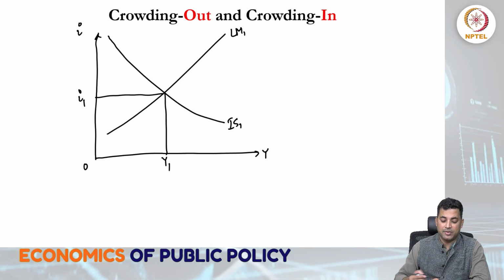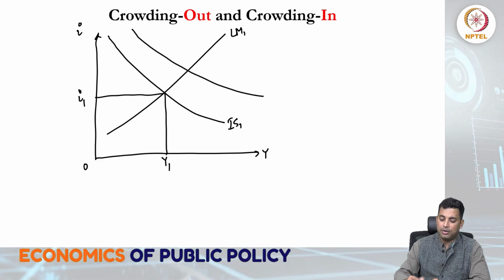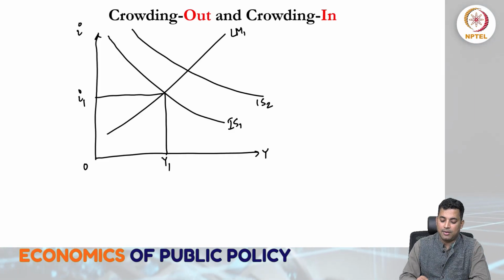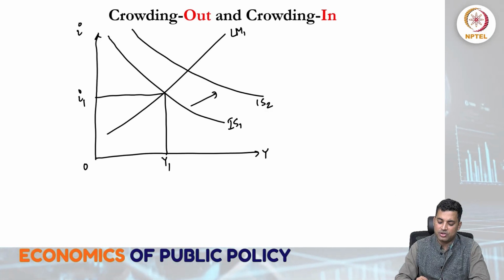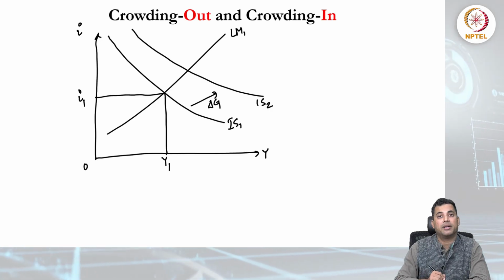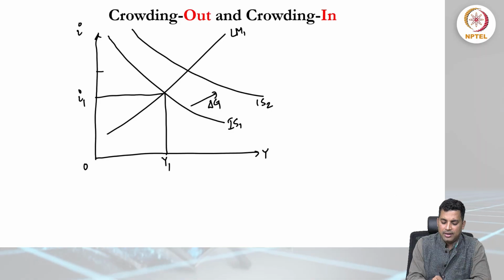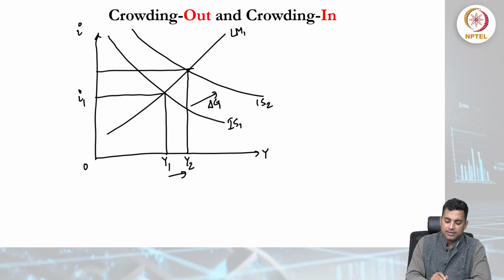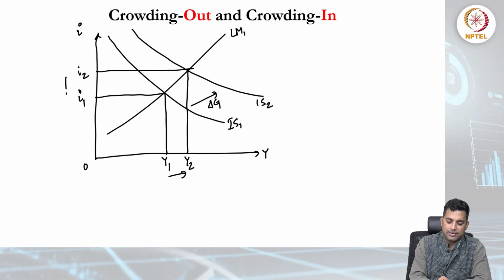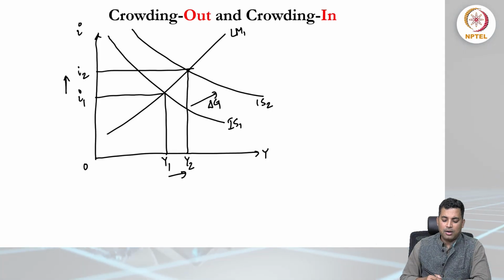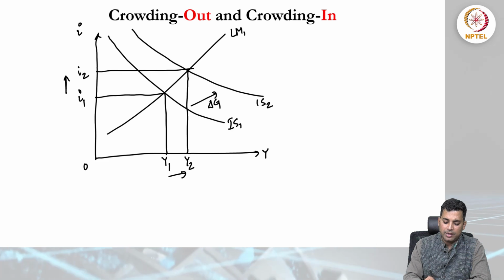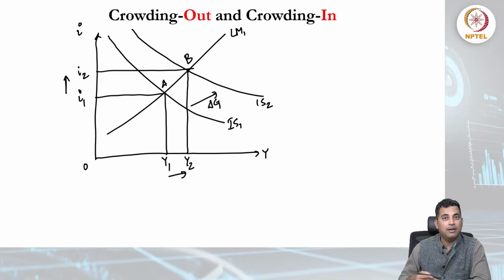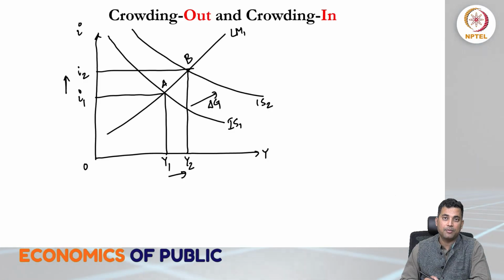So here the first equilibrium point along with OY1 and then I1. Suppose government expenditure increases through expansionary fiscal policy, then we know that IS curve shifts upward, and this shifting is because of changes in the government expenditures, and we can see clearly that rate of interest is increasing, output has increased, and rate of interest also has increased. So now the new equilibrium is from A to B.